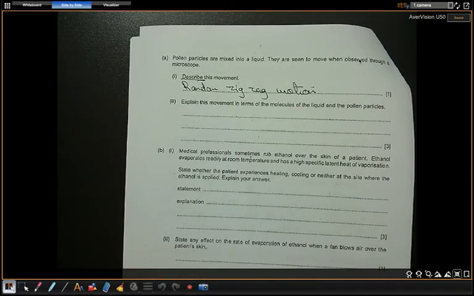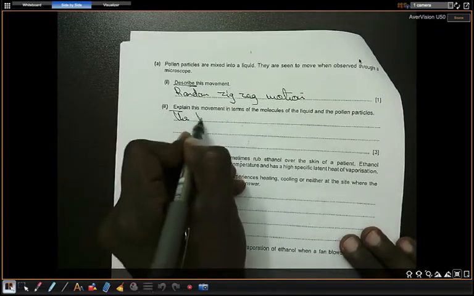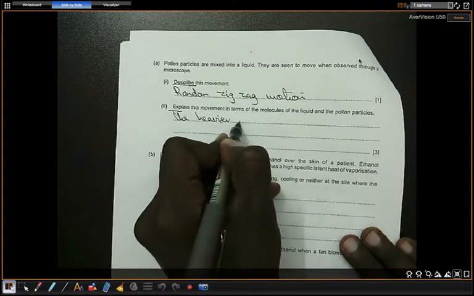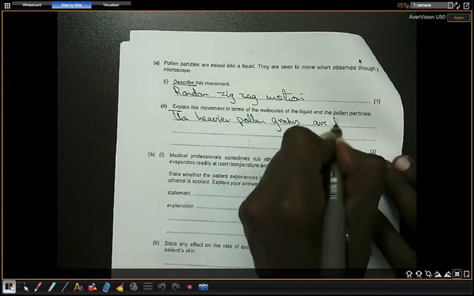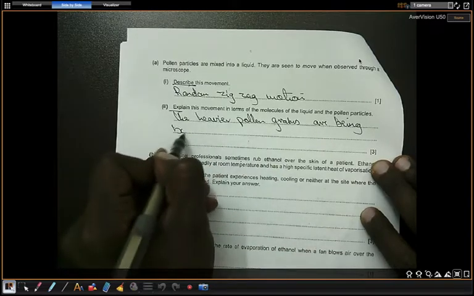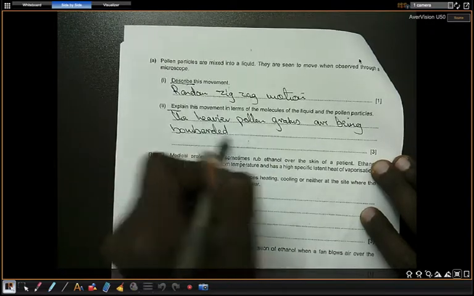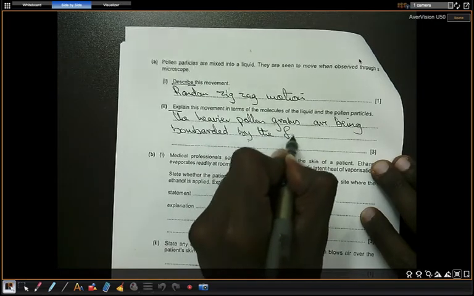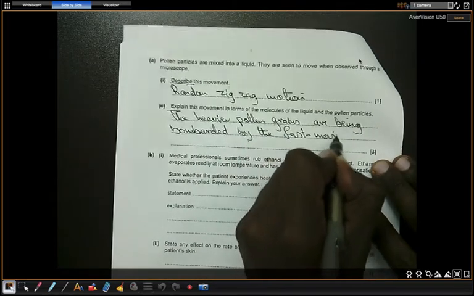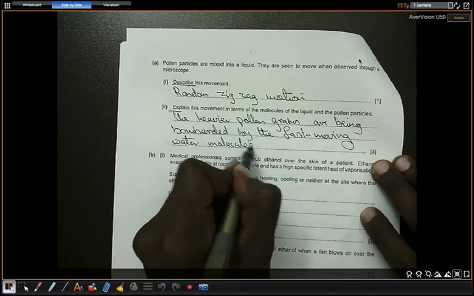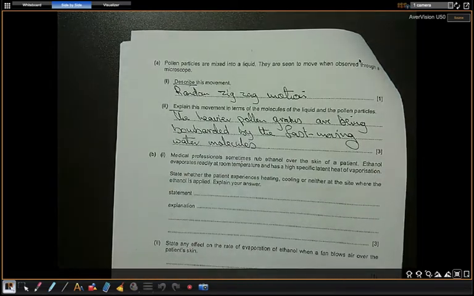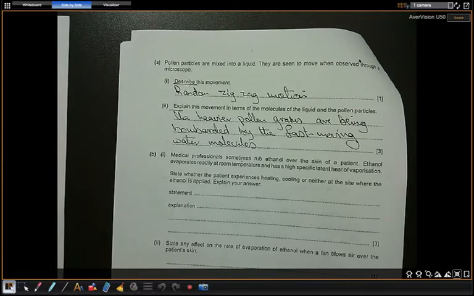Explain this movement in terms of the molecules of the liquid and the pollen grains. You say the heavier pollen grains are being bombarded by the fast moving water molecules. Alright? And this is the answer for this question.